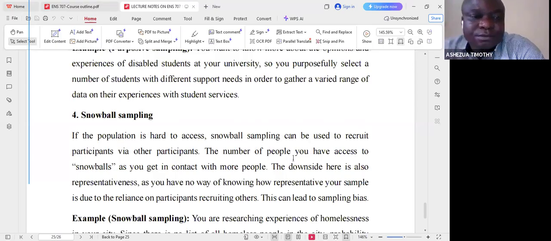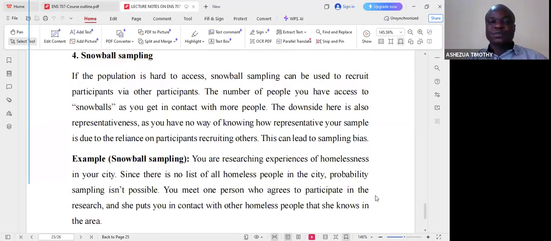So we have snowball sampling. If the population is hard to access, snowball sampling can be used to recruit participants via other participants. The number of people you have access to snowballs as you get in contact with more people. The downside here is also representativeness, as you have no way of knowing how representative your sample is, due to the reliance on participants recruiting others. This can lead to sampling bias.